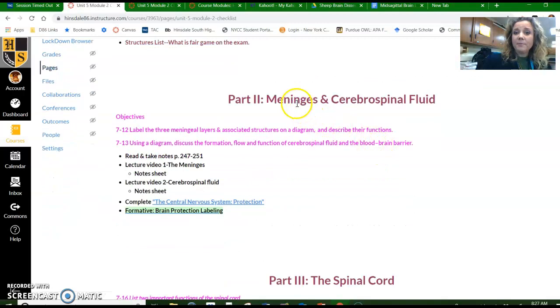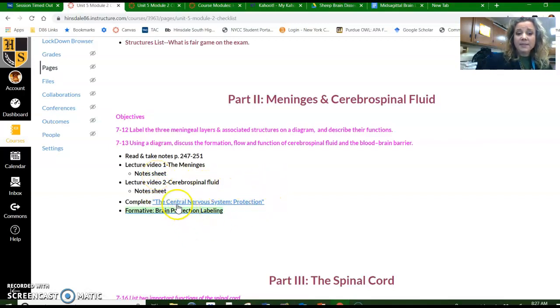Part two is all about the meninges and the cerebrospinal fluid. We have two objectives here, 7-12 and 7-13. I'll let you read those. You can either read and take notes over pages 247 to 251, or you can watch the lecture video on the meninges. I will have a note sheet ready for you. Lecture video 2 is about cerebrospinal fluid and how it flows through the brain. I will have a note sheet prepared for you for that as well. I will put these on paper and link them to the module.